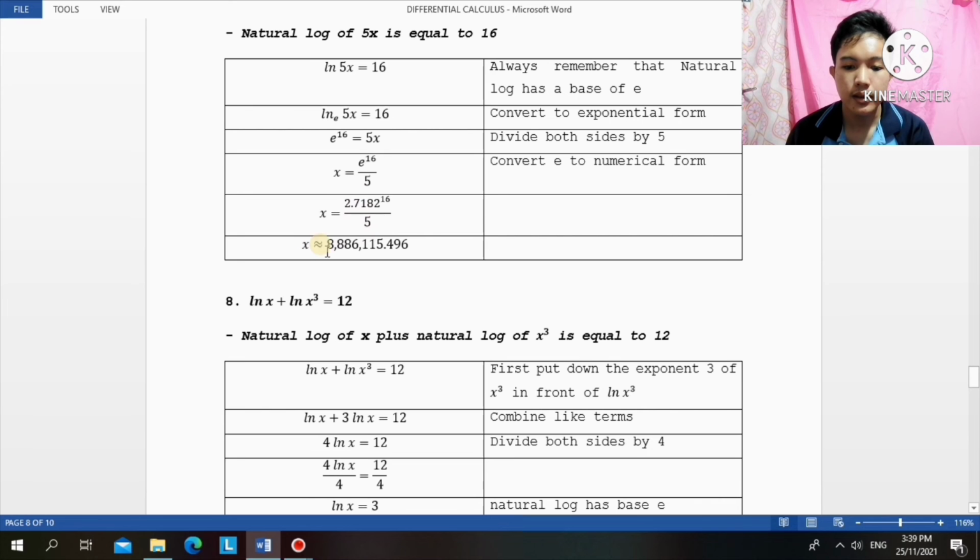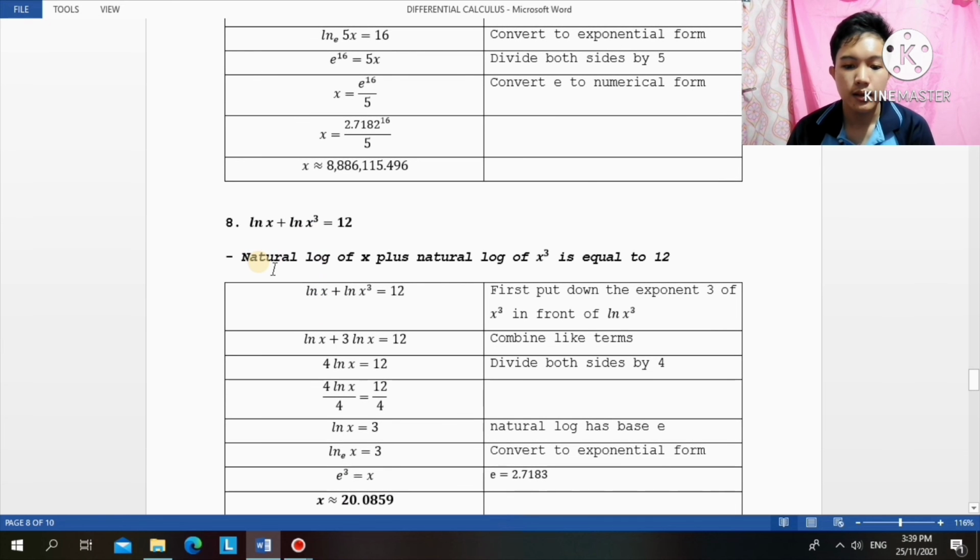So x is approximately 8,886,115.496, or this can also be the answer: x is equal to 2.7182 raised to 16 over 5.